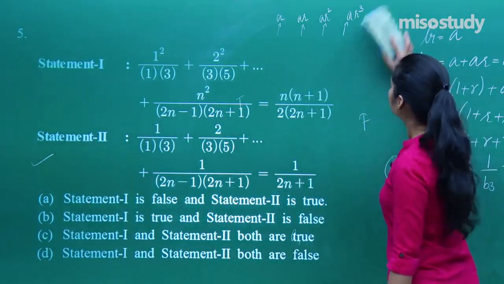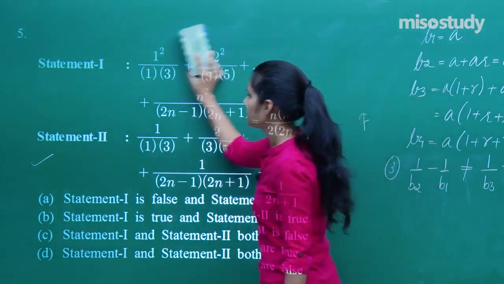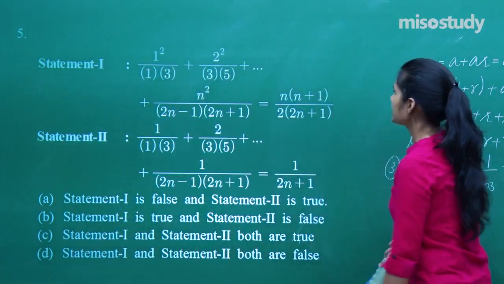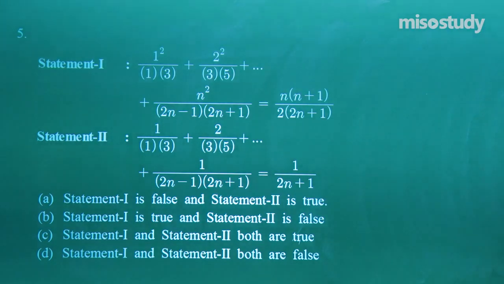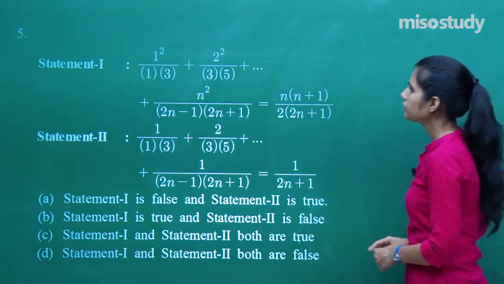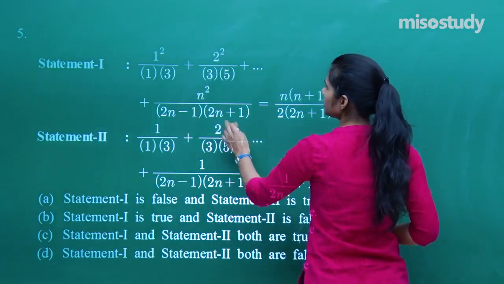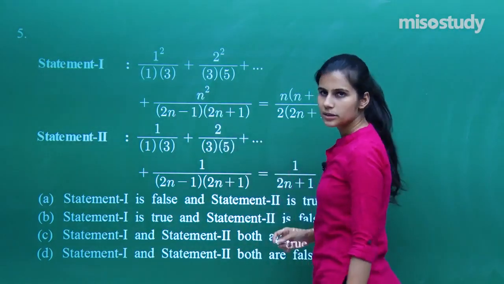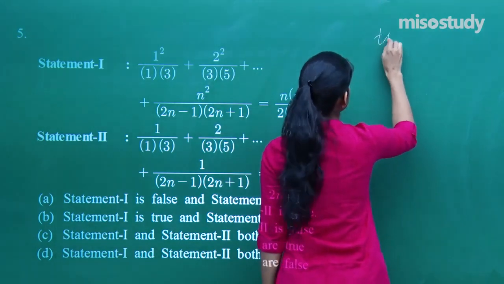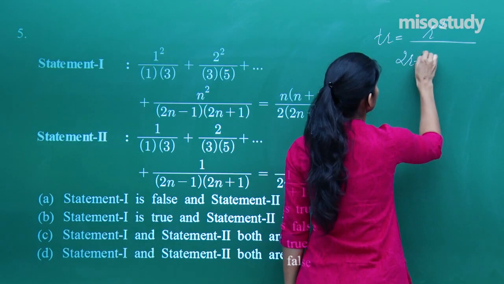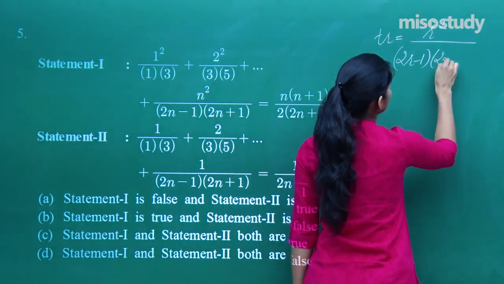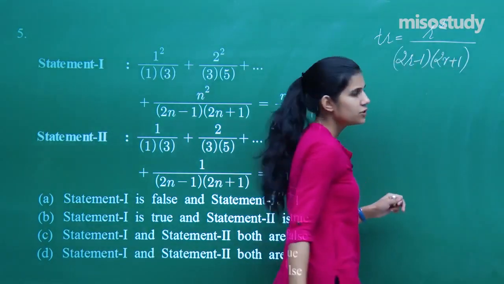Next, this particular series is given to us. Statement 1 is giving you the sum of this series, statement 2 is also given, so which is giving you the correct sum is what we need to find. If you carefully observe, the general term is given to you: Tr, that is the rth term, is given as r square upon (2r minus 1)(2r plus 1), and we need to compute the sum.